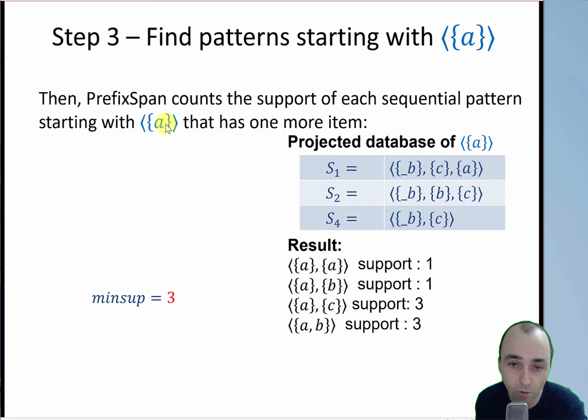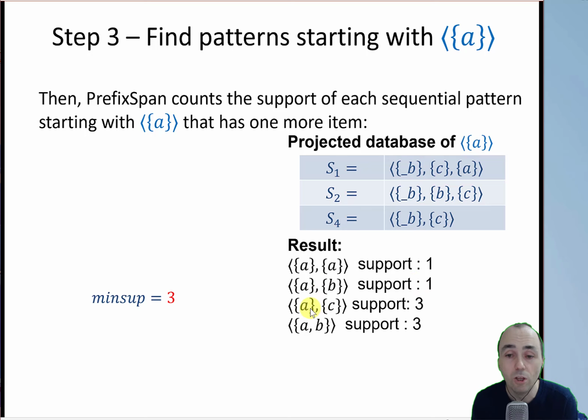By looking at this database, we find that we have A followed by A. A here appears 1 time, which means A followed by A, because we are in the projected database of A. B appears 3 times with A, so A, B together appear with a support of 3. A followed by B appears only 1 time. Don't be confused here: we have A, B together, and A followed by B. A and B together here, here, and here. But here we had A followed by B only 1 time.